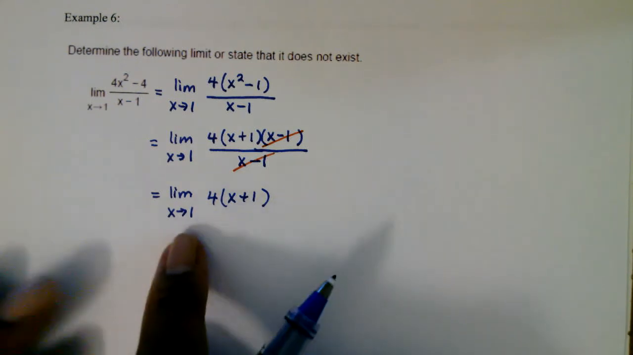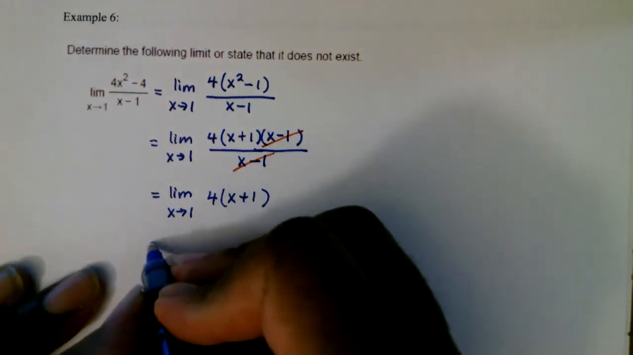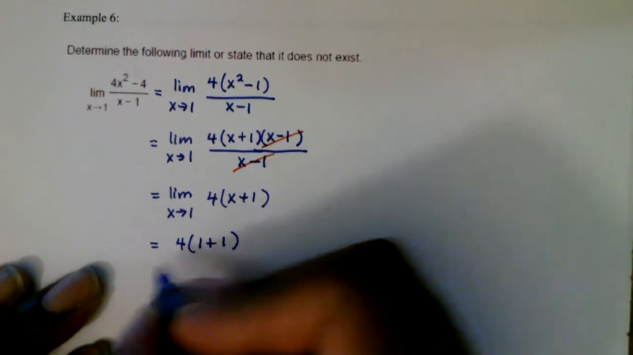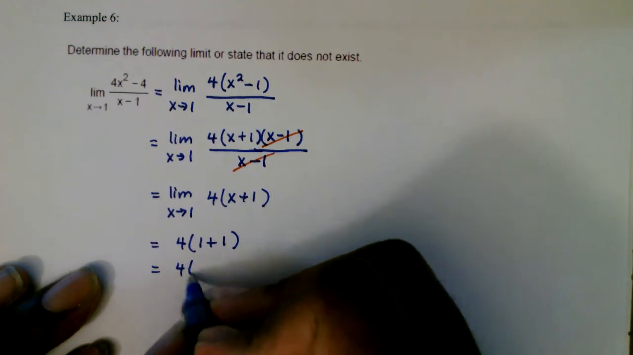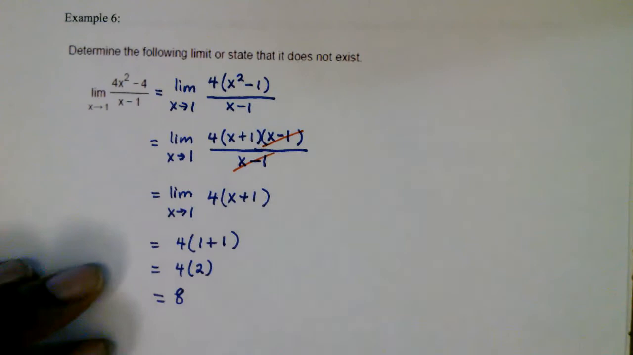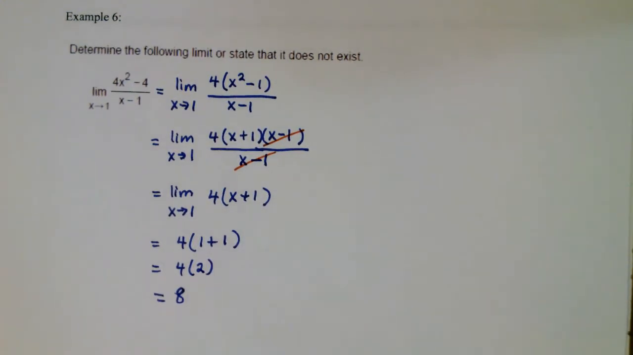Okay. I can go in and substitute the 1 in for x, so that'll be 4 times 1 plus 1. 1 plus 1 is 2. 4 times 2 is 8. So the limit as x approaches 1 of 4x squared minus 4 divided by x minus 1 will end up being 8.